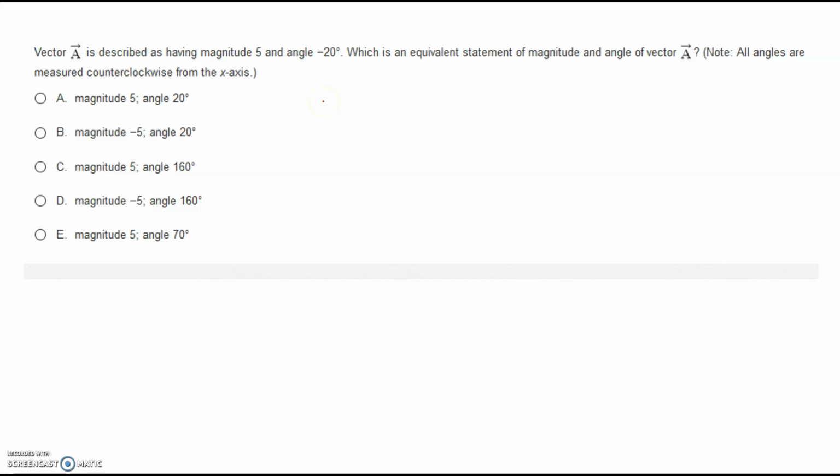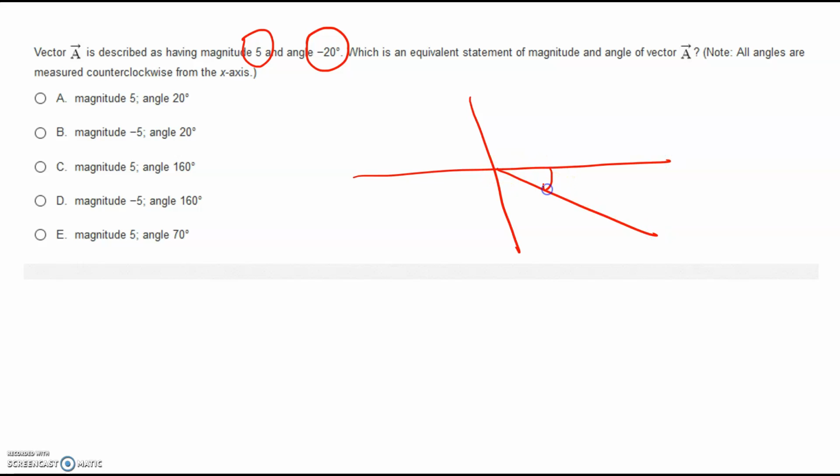This is number 10. So I have a magnitude of 5 and an angle of -20. And what that looks like to me is this is 20 degrees and this is 5. So I know that the first thing I have to do is subtract 180 minus 20, which is 160, which is this angle.